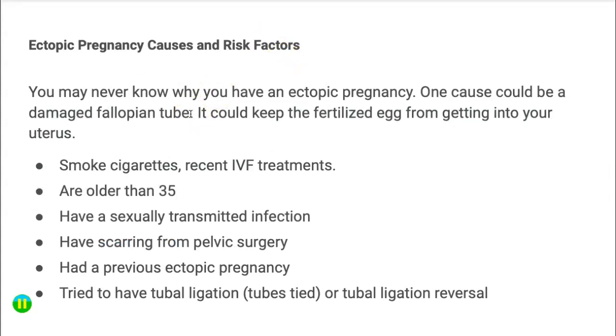And these risk factors are usually seen with women who are over 35, who have a sexually transmitted infection, or who smoke cigarettes. Smoking cigarettes is really very, very bad for the body, especially when you're pregnant. Other factors are drinking alcohol, recent IVF treatments, scarring from pelvic surgery, wherein keloids haven't formed, or the process of healing is still taking place and there is thickened tissue already. Also, having had a previous ectopic pregnancy, or tubal ligation, that is tubes tied, or the reversal of it. So these are some of the causes.